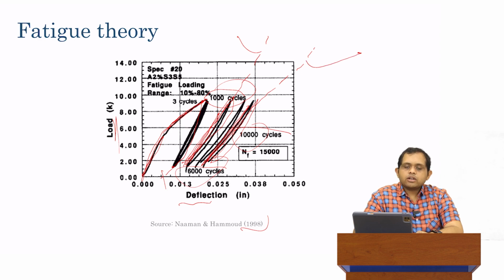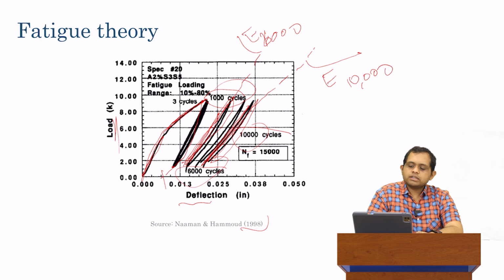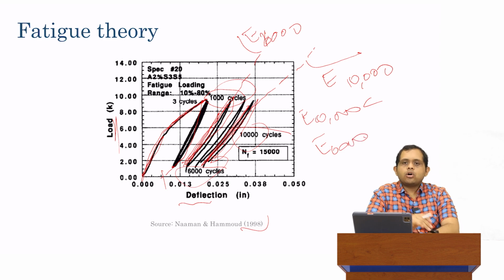That means if I call this slope the modulus, it's not exactly the elastic modulus, it's not the same thing, but if I just call this some modulus, so let's say this is E6000, and then this is E10,000, since the slope is less, what that clearly shows is that E10,000 is less than E6000. Or another way to say that is, as we continue to apply cyclical loads, as the number of cycles increases, our material is softening.